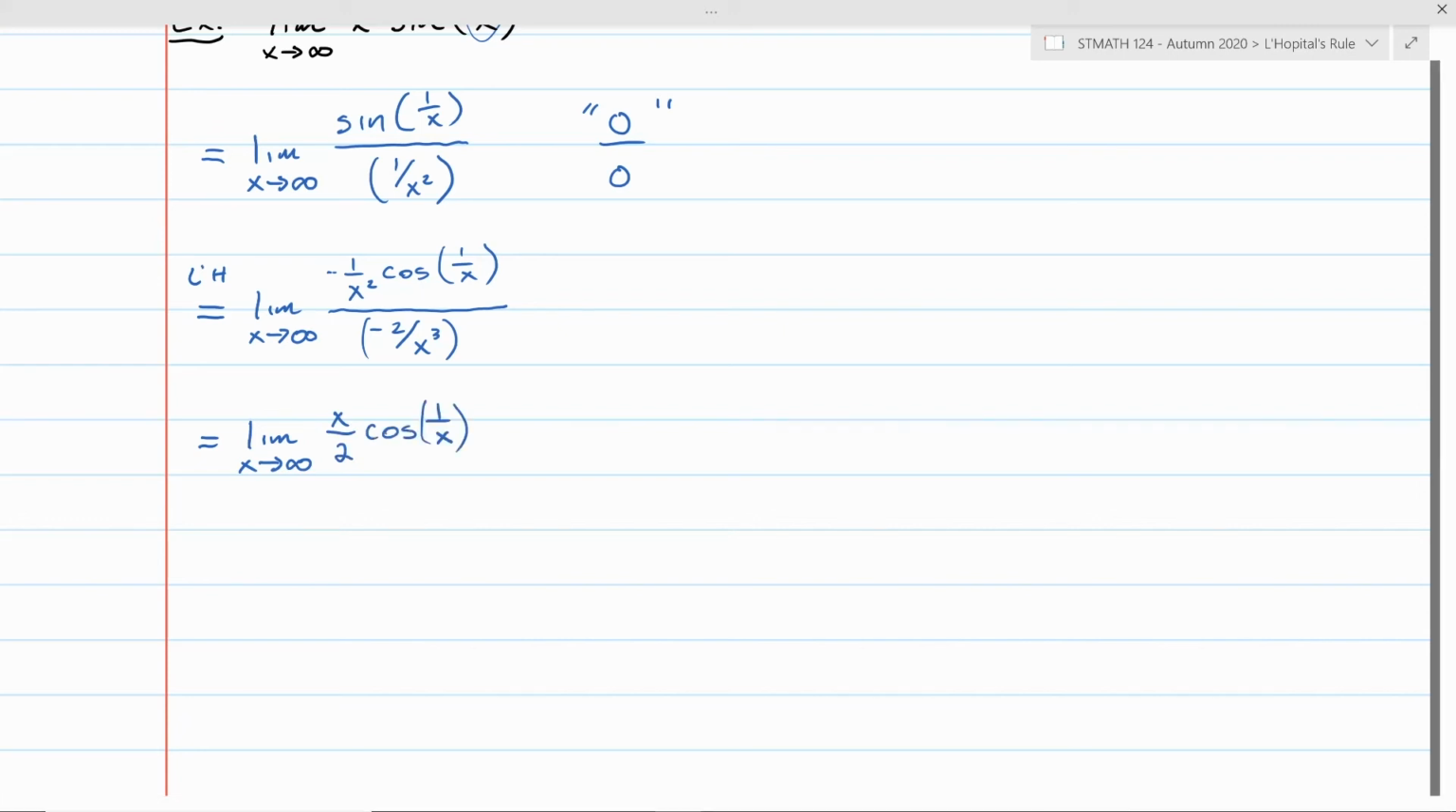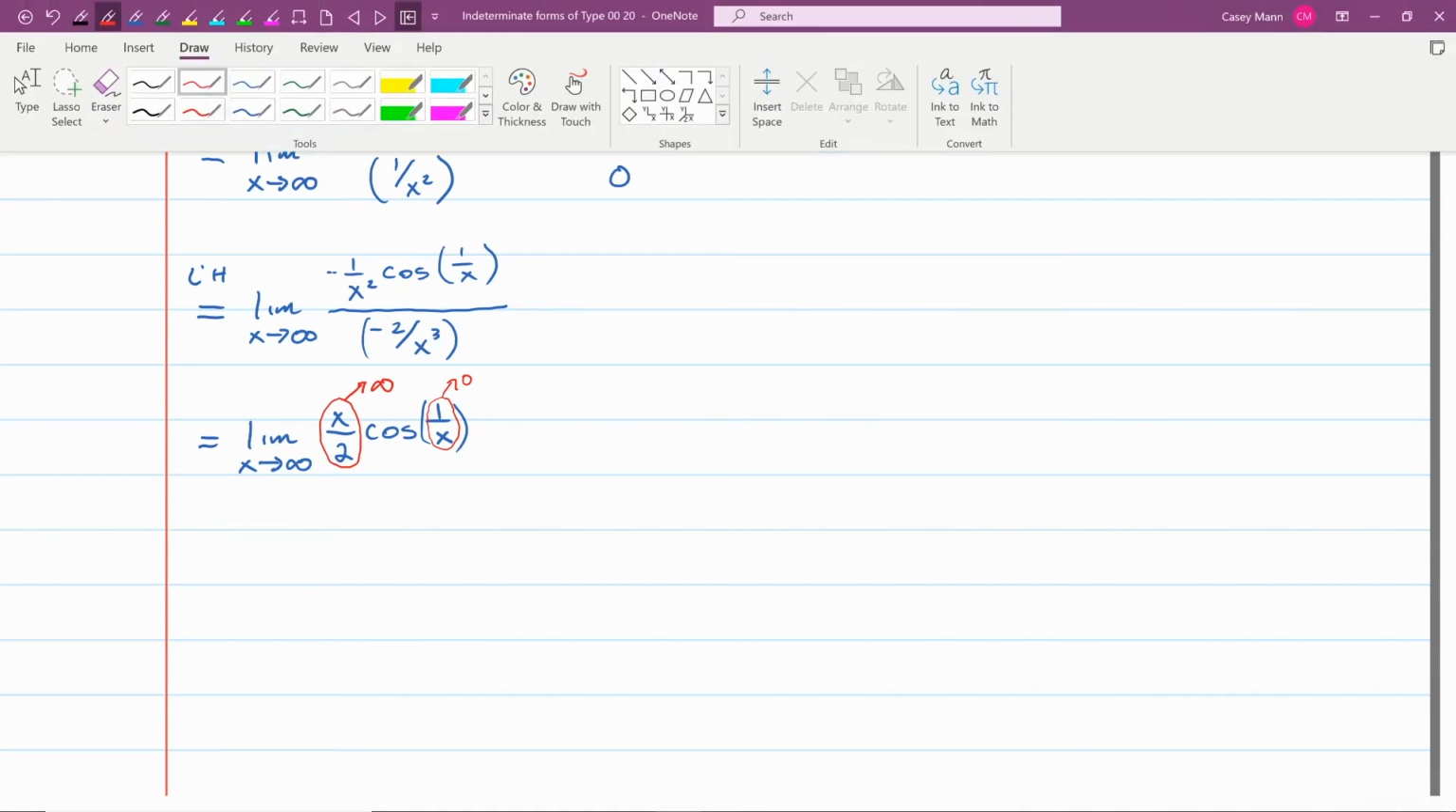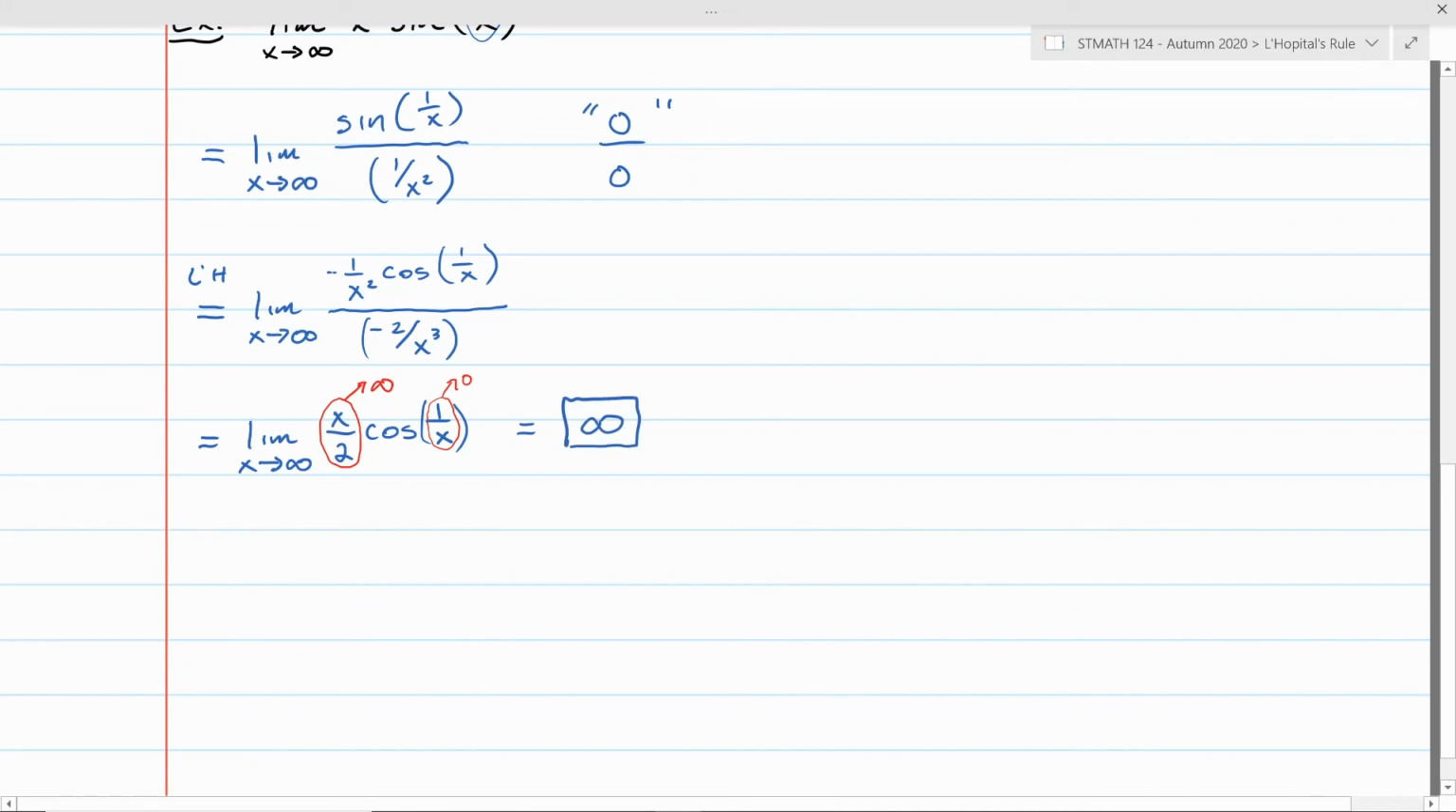Okay, so what's going on with this? Is this still an indeterminate form? Well, I can see that first factor, x over 2, is going to infinity as x goes to infinity. Now, how about the second factor? Well, the 1 over x itself is going to 0. So what's cosine of 0? Cosine of 0 is equal to 1. So the first factor is going to infinity and the second factor is going to 1. Infinity times 1 is just going to be infinity. So this works out to be infinity because that whole factor was going to 1.